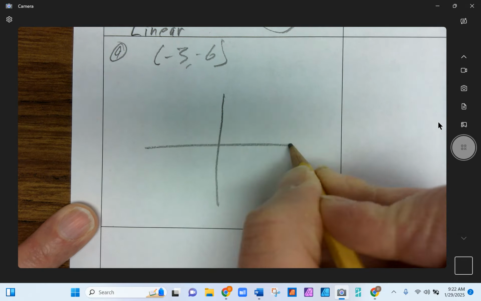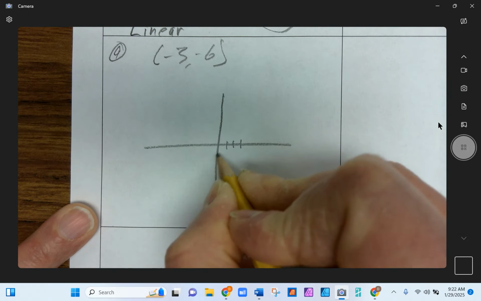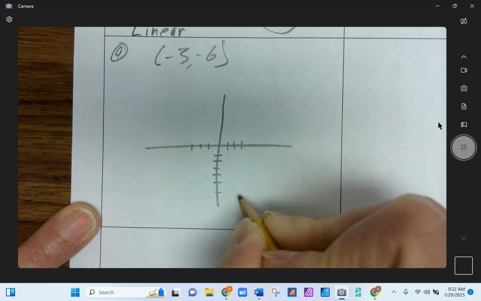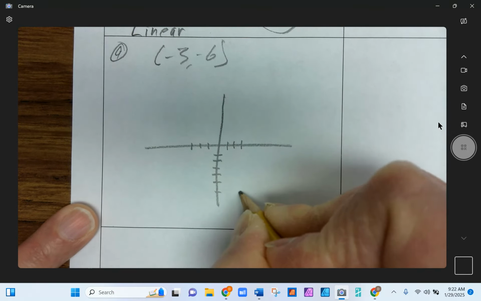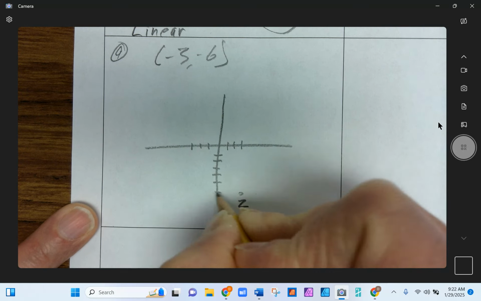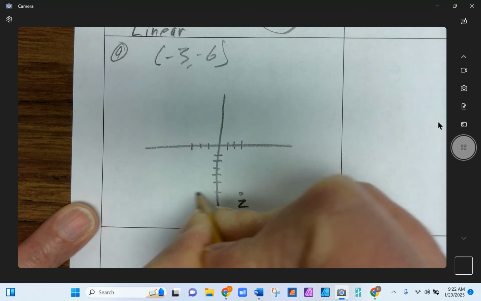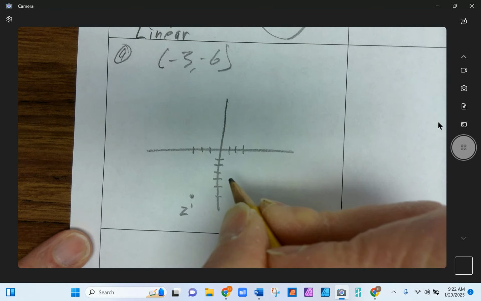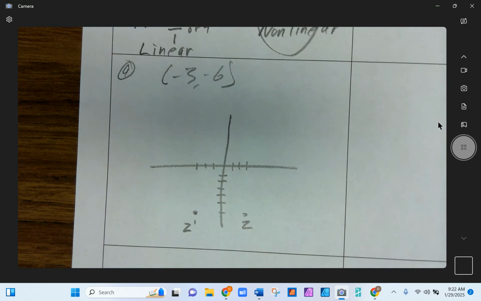Right, and if I put this on here, I go 1, 2, 3, 1, 2, 3, 4, 5, 6, and then 1, 2, 3. You can just make a rough graph right here. So this is z, and it goes 1, 2, 3 here, and it gets reflected over here, right? So that's z prime. Okay. So yeah, there you go.